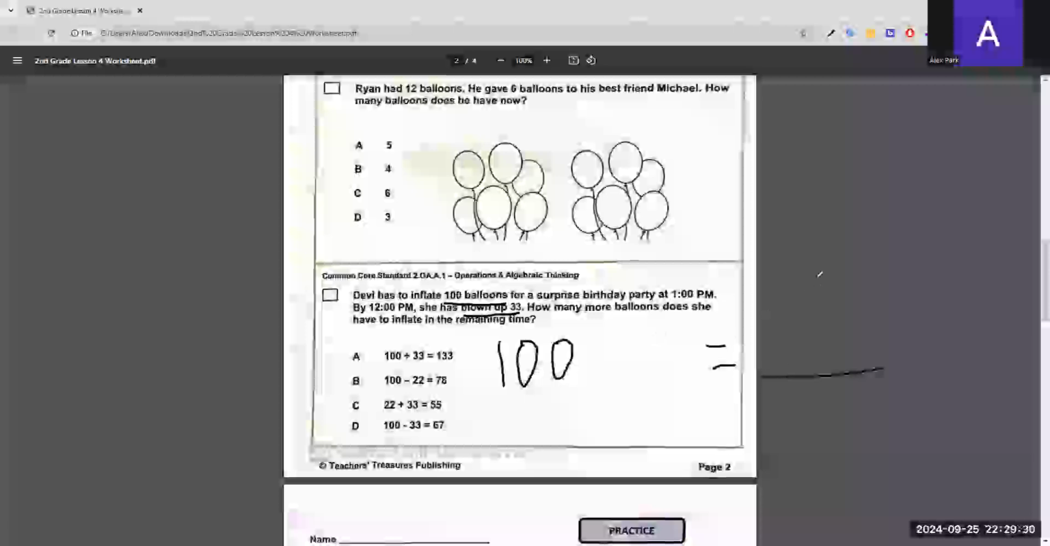And the answer here is going to be the leftover balloons. The balloons that she has left to inflate. And she already inflated 33, right? So we can subtract 33 from the total. And looking at our answer choices here, it matches up with D. And it says that 100 minus 33 is 67.